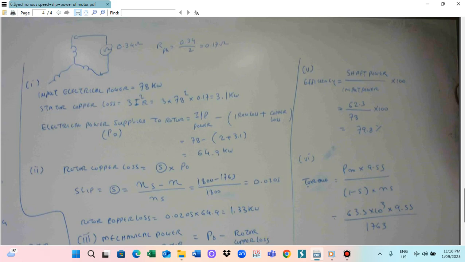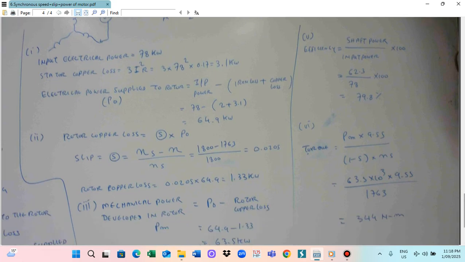So how do we calculate the slip? The slip formula is: slip s equals ns minus n, divided by ns. So this is the slip equation. In this case, we already know that ns is 1,800 rpm, and the rotor speed is 1763.